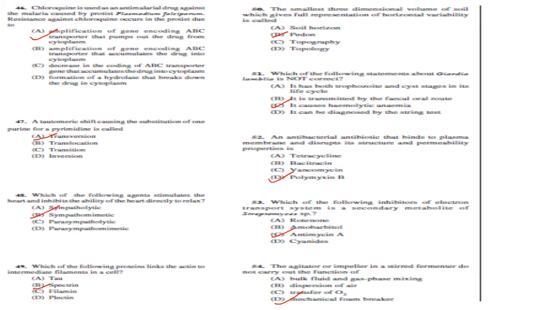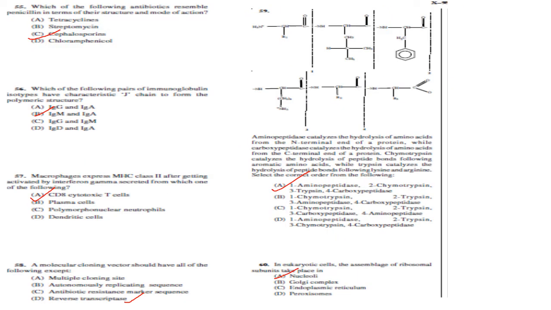Then which of the following inhibitors of electron transport system is a secondary metabolite of Streptomyces species? So it is antimycin A. Answer is option C. Then the agitator or impeller in a stirred fermenter do not carry out the function of. So they do not carry out the function of mechanical foam breaker. Answer is option D. Then next one. Which of the following antibiotics resemble penicillin in terms of their structure and mode of action? So it is cephalosporins. Answer is option C.